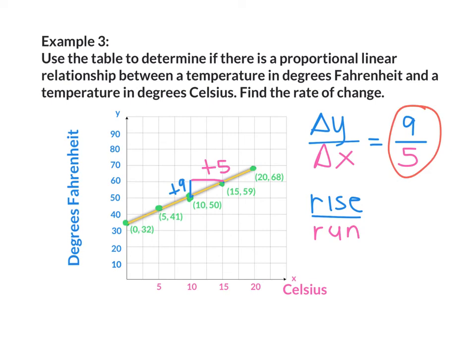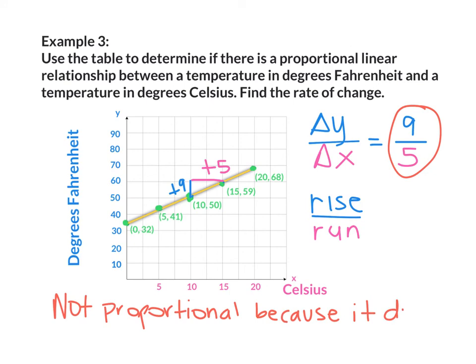Now they're asking me to find out if this is a proportional linear relationship. Well, I notice it does not start at the origin. Since it doesn't start at the origin, that means this is not proportional. So it's not proportional because it does not go through the origin.